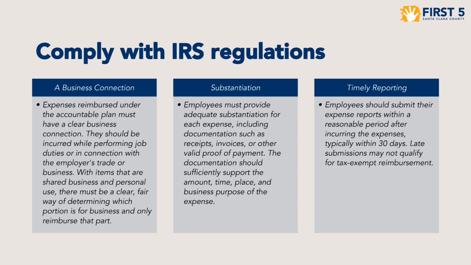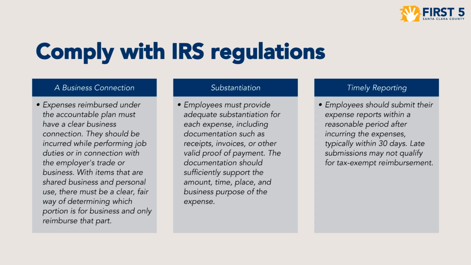Business owners often forget or don't realize the accountable plan needs to conform to IRS guidance on expenses, even though they are paid through the accountable plan. To comply with IRS regulations, an accountable plan must only reimburse expenses that have the following: a business connection. Expenses reimbursed under the accountable plan must have a clear business connection. They should be incurred while performing job duties or in connection with the employer's trade or business.